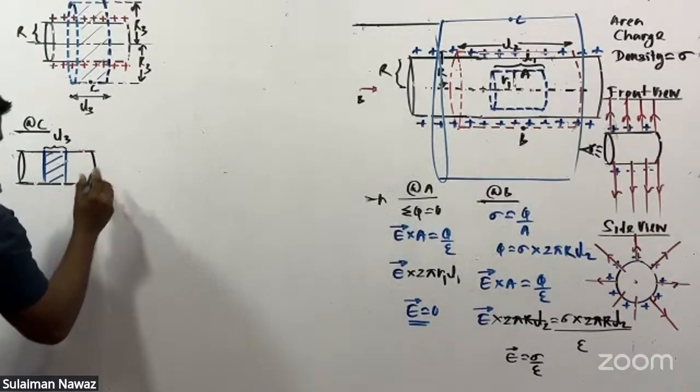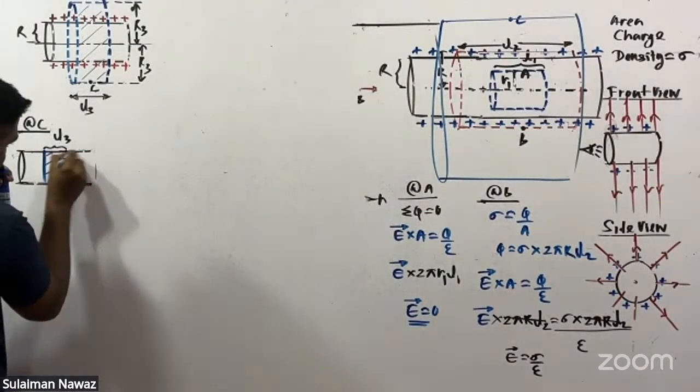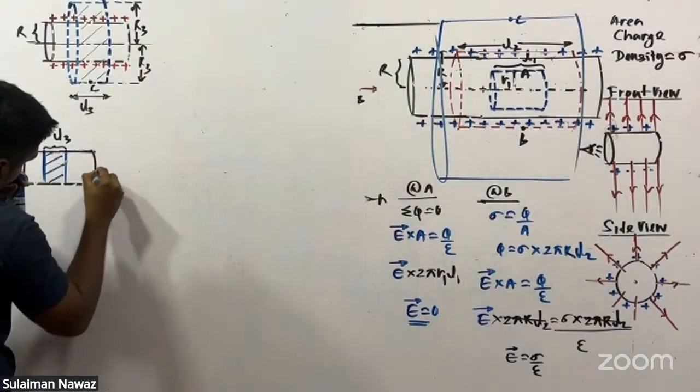The radius of the black color conductor cylinder is given as capital R. The radius capital R.